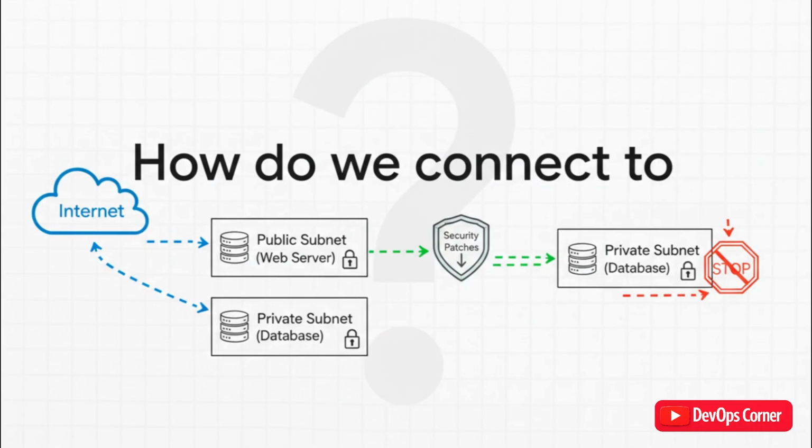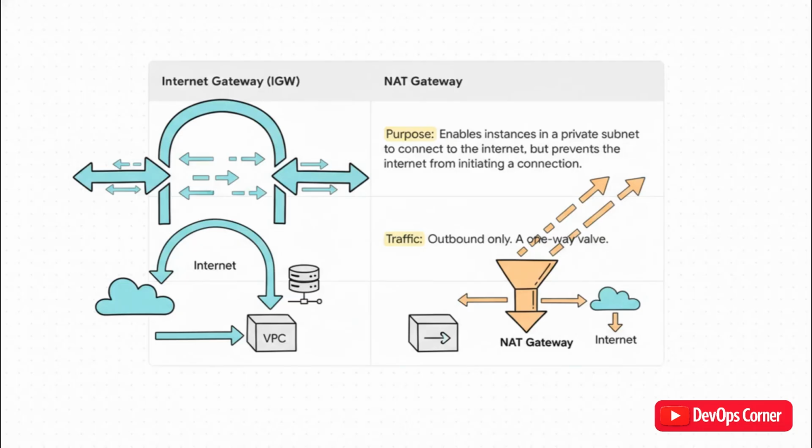So now we have two really critical problems we need to solve. Problem one, how do we get our web server in that public neighborhood connected to actual users out there on the internet? And problem two, how does our database, tucked away in its safe, private neighborhood, get critical software updates without opening the door to the entire world? The answer is, we install two very different kinds of gateways.